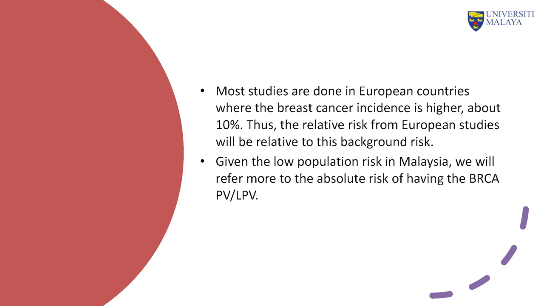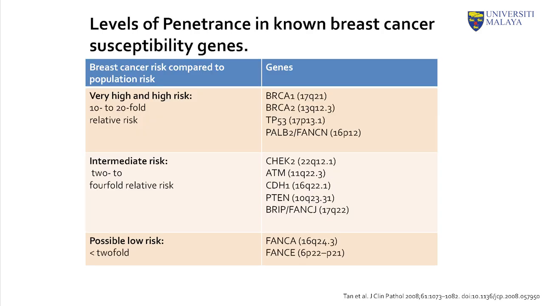Given the low population risk in Malaysia of about 5%, we will refer more to the absolute risk of having the BRCA pathogenic and likely pathogenic variants. Let's look at the level of penetrance in known breast cancer susceptibility genes. In the very high and high risk group, which is 10 to 20-fold relative risk, the genes are BRCA1 and 2, TP53, and the PALB2 genes.